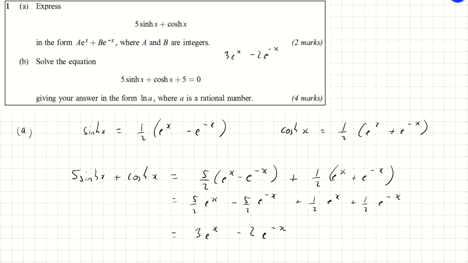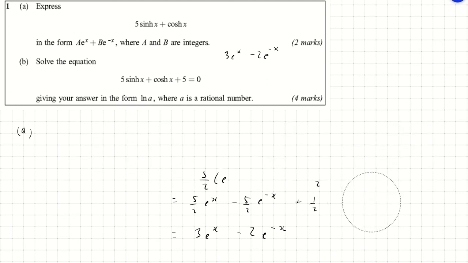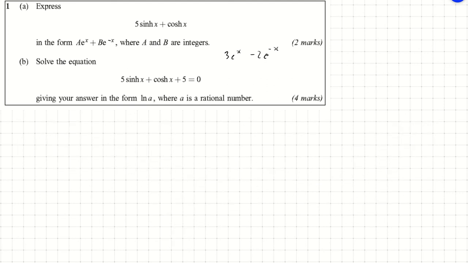Okay, let's look at part B then, which is a bit trickier. Let's just get rid of this. So in part B, we notice that the form of part B is pretty similar to part A. We've got this 5 sinh x plus cosh x part in our question. So to solve this equation, 5 sinh x plus cosh x plus 5 equals 0, we're just going to use the answer from the first part. So this is the same as solving 3 e to the x minus 2 e to the minus x plus 5 equals 0. Okay. Now this looks quite tricky.